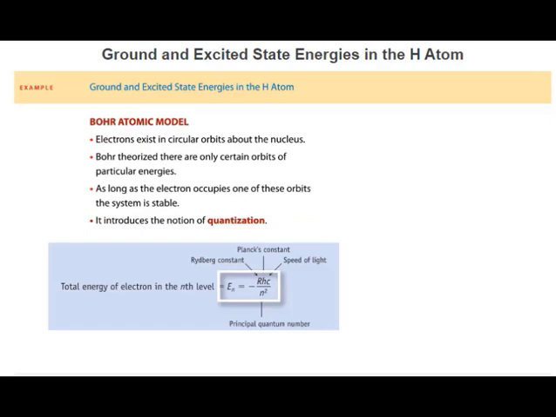This equation states that the energy depends on three constants: the Rydberg constant, Planck's constant, and the speed of light, and inversely on the square of the principal quantum number, n. The principal quantum number, n, can have only certain values, integer values, that is 1, 2, 3, and so on. And this is the reason we say that energy in the atom is quantized.